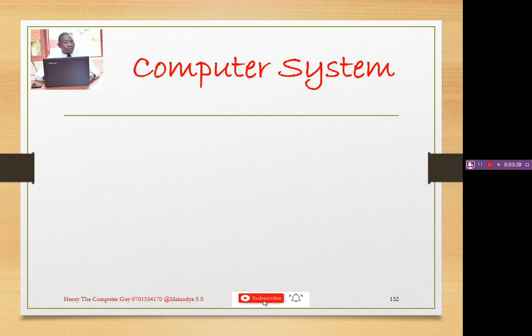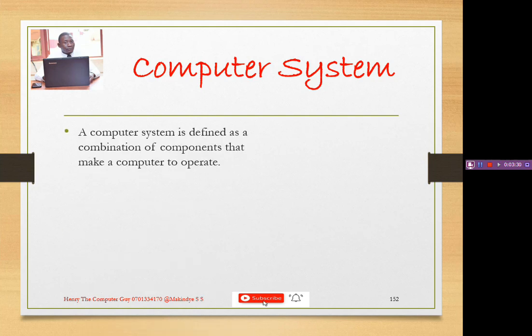What is a computer system? A computer system is actually defined as a combination of components that will make our computer operate. Remember, a system is a connection of more than one item that helps us to accomplish a certain goal. They are all towards accomplishing a certain goal. That makes it a system.